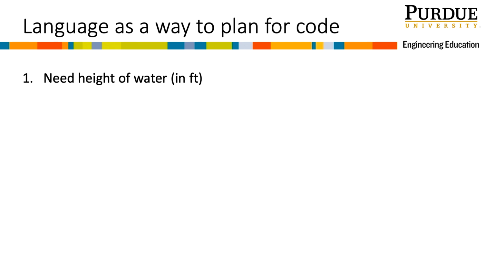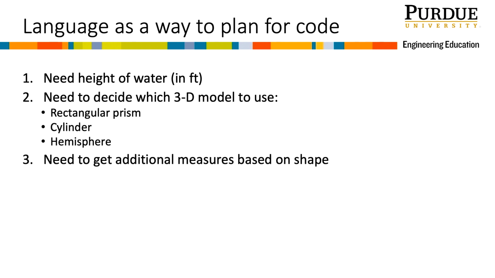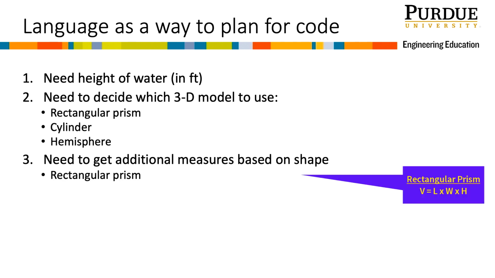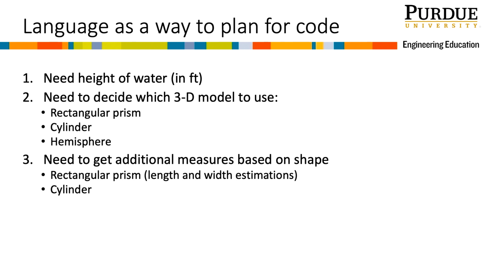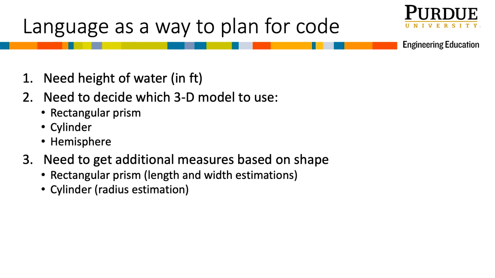First, we will need height of water in feet. We will also need to decide which 3D model to use, the rectangular prism, the cylinder, or the hemisphere. Once that decision is made, we may need to get additional measures based on the shape. If it is a rectangular prism, the volume is length times width times height. We have only asked for the height, so we need to ask for the estimations of length and width. If cylinder is chosen, the volume of the cylinder is pi times radius squared times height. Again, we only have height, so we will need a radius estimation. If hemisphere is chosen, then we won't need any additional information.